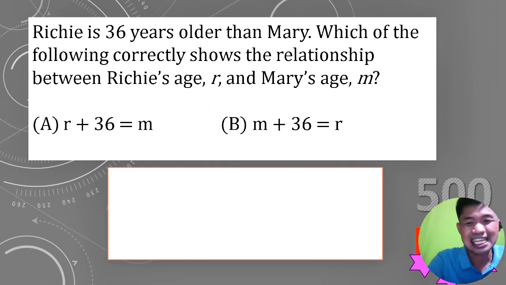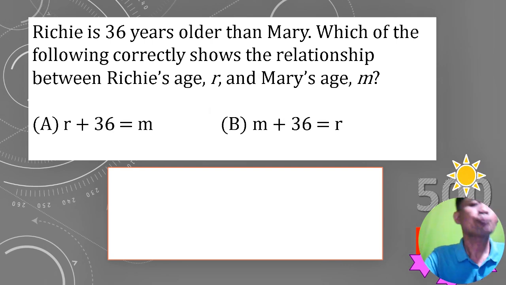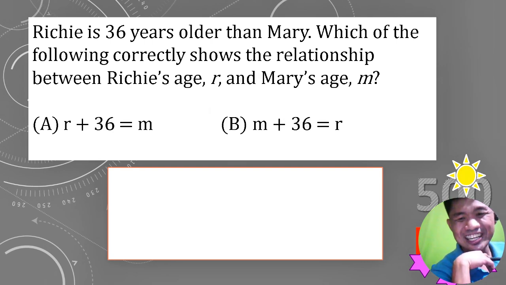Next, this is the child's question. Richie is 36 years older than Mary. Which of the following correctly shows the relationship between Richie's age R and Mary's age M? So you have two choices: A, R plus 36 equals M, or B, M plus 36 equals R. Let's explain that one after you have shown your answer.